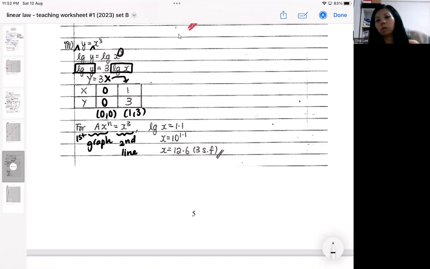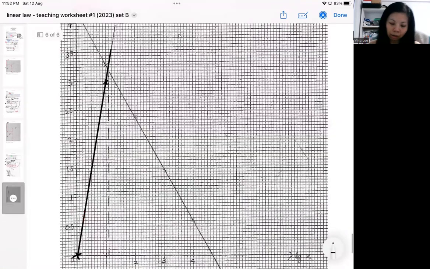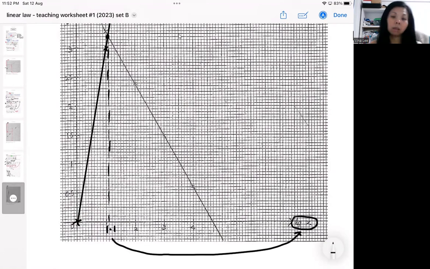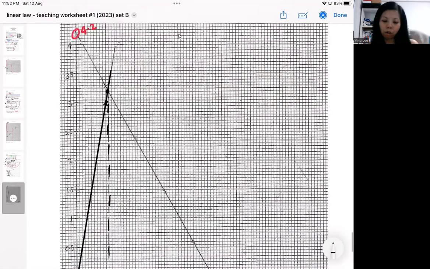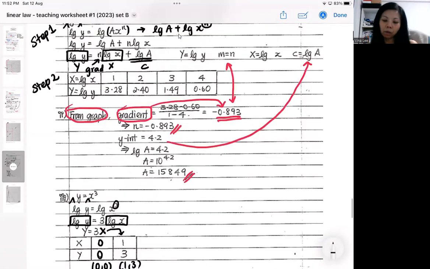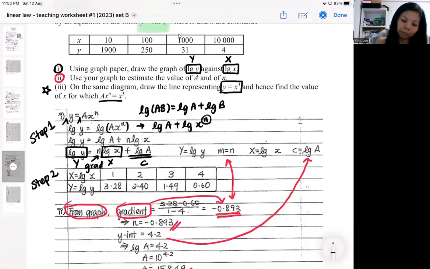So the first graph equal to the second graph. What are you looking for? You are looking for the intersection. So I'm looking for the intersection. The intersection gave me 1.1. 1.1 is not X. 1.1 is log X, because 1.1 falls on the log X axis. Then from here, you get rid of log one more time. And that's how we find the common value between the two equations.